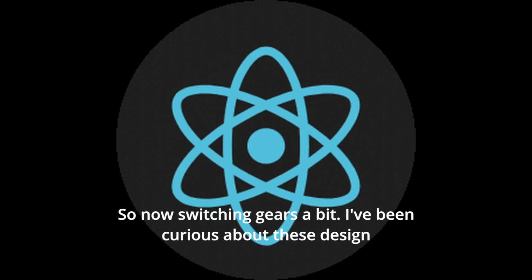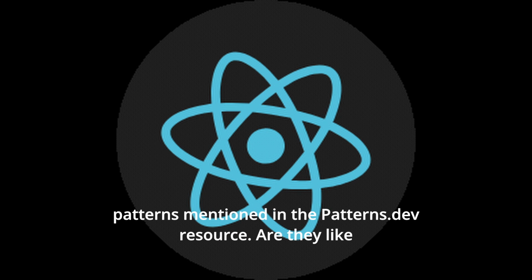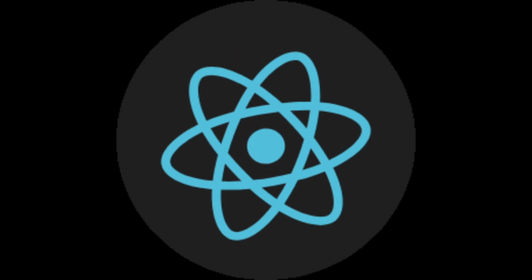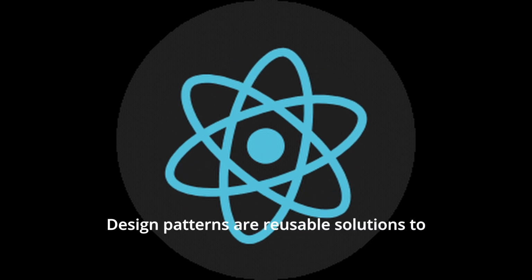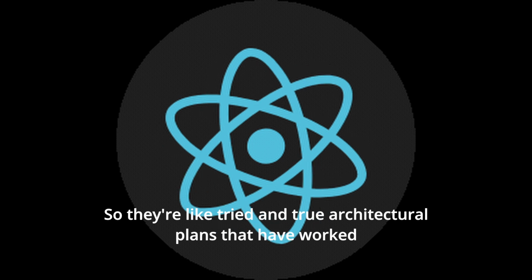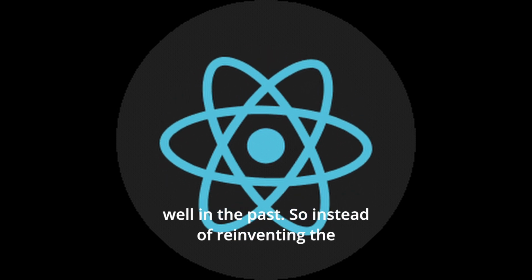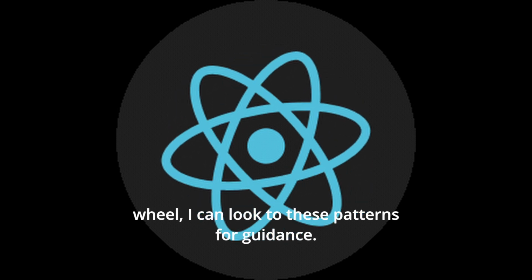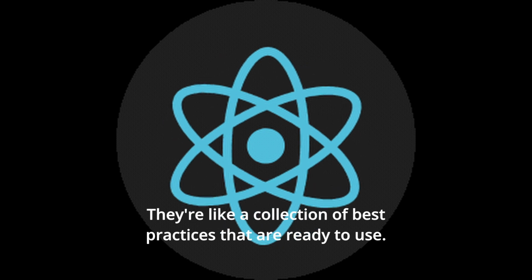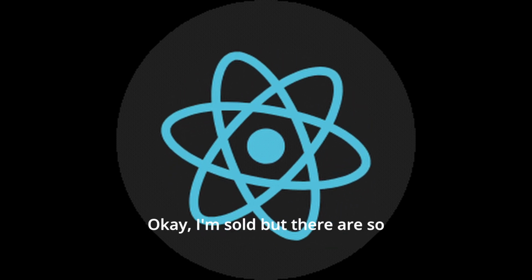So now switching gears a bit. I've been curious about these design patterns mentioned in the patterns.dev resource. Are they like blueprints for building specific sections of the library? You're close. Design patterns are reusable solutions to common problems in software development. So they're like tried and true architectural plans that have worked well in the past. So instead of reinventing the wheel, I can look to these patterns for guidance. You got it. They're like a collection of best practices that are ready to use.